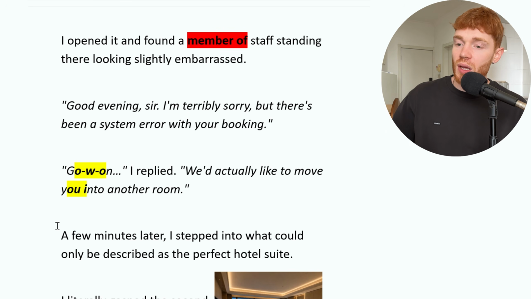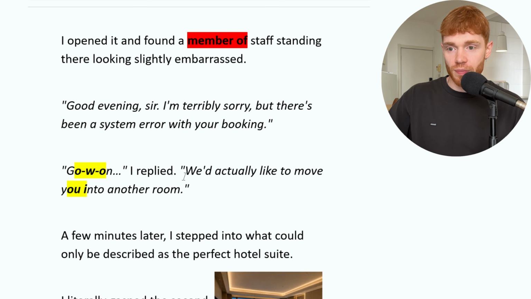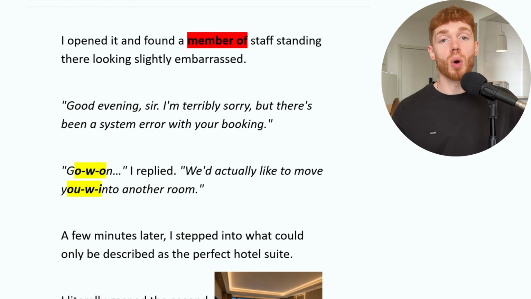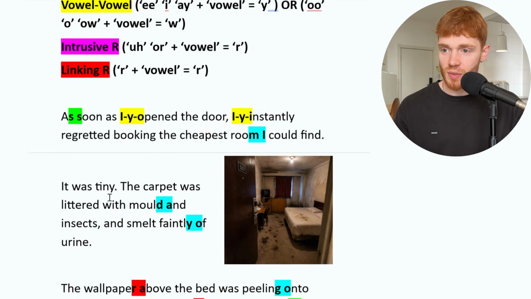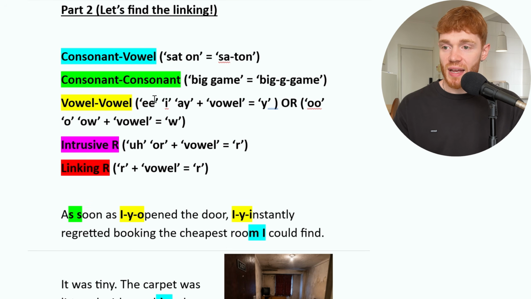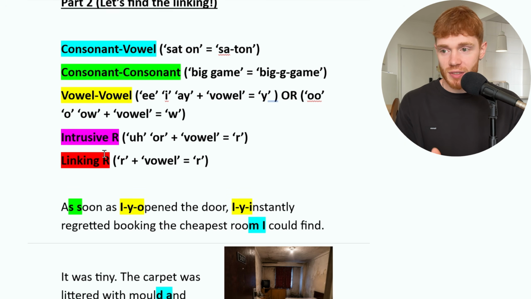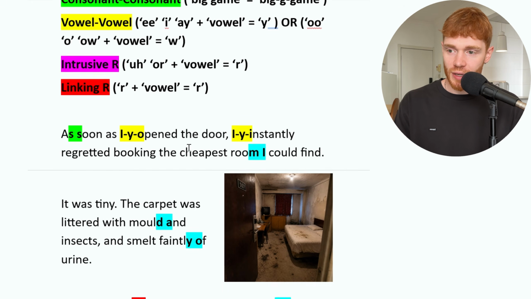Another example, would like to move you into another room. Would like to move you into. So this word ends in a oo sound. Next word starts with a vowel sound. So we add the w to help bridge them together. Okay, so basically, one word ends in e or I or a, add a y. Another word ends in oo, ow, or o, add a w, right? And that is vowel-vowel linking.